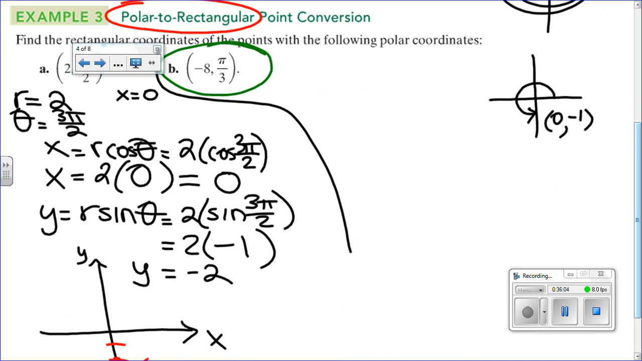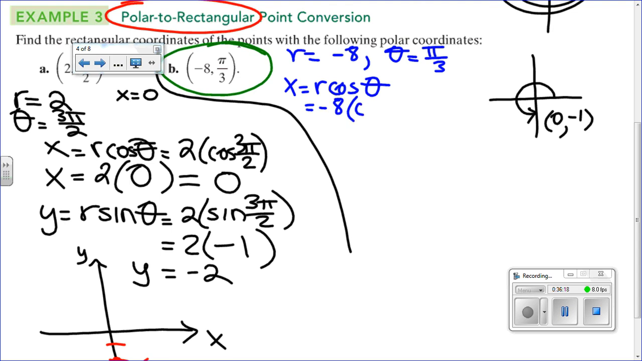Okay, so we have r is equal to -8 and theta is equal to pi/3. So for x, we use r cosine theta. So that will be -8 times the cosine of pi/3. And that will equal -8 times the cosine of pi/3, which is the same as the cosine of 60, which is the sine of 30. What's that number? Half. So, like the 4. So -4. So x is equal to -4.